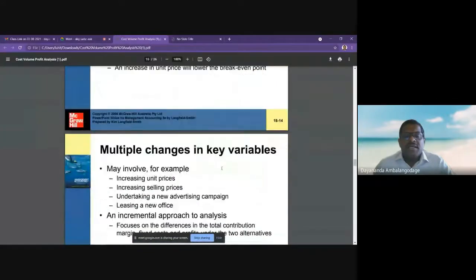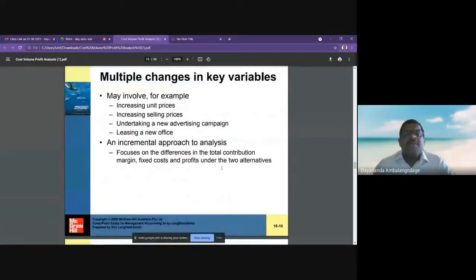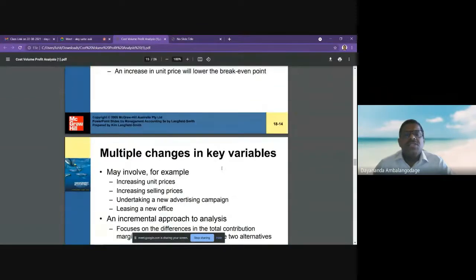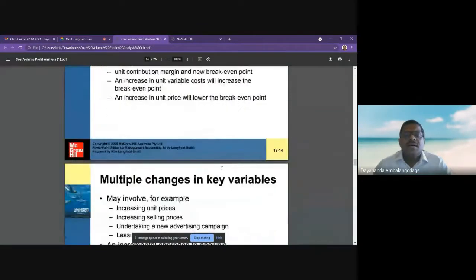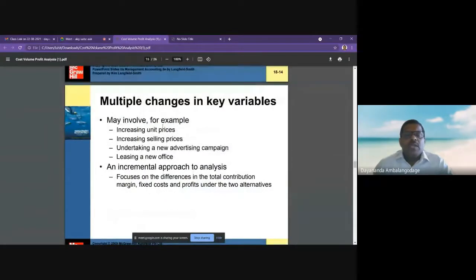So I think we stopped at the multiple changes in key variables stage. Moving involves increasing unit price, increasing selling price, undertaking a new advertising campaign, leasing a new office. An incremental approach to analysis focuses on differences in total contribution margin, fixed cost and profit under two alternatives.